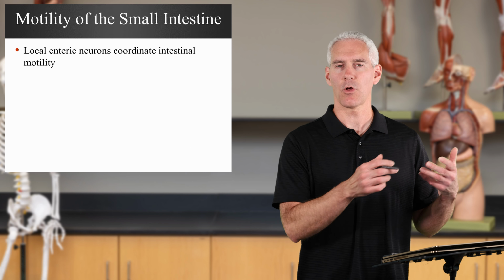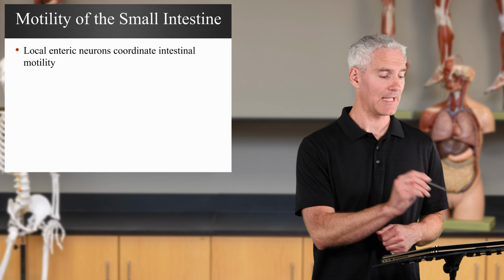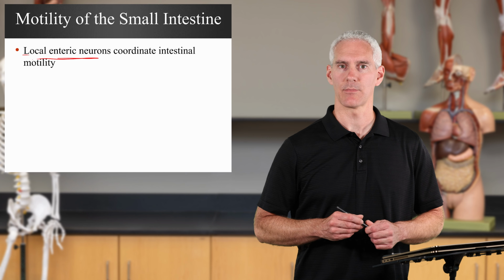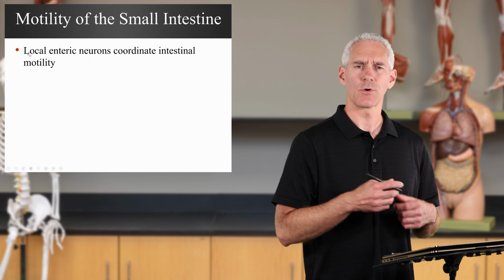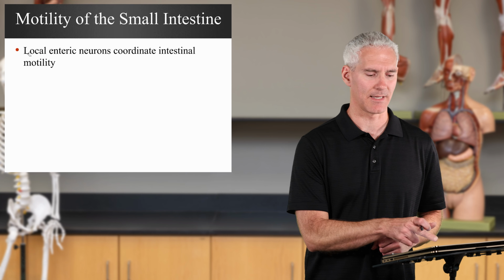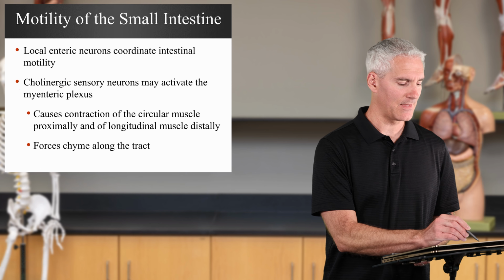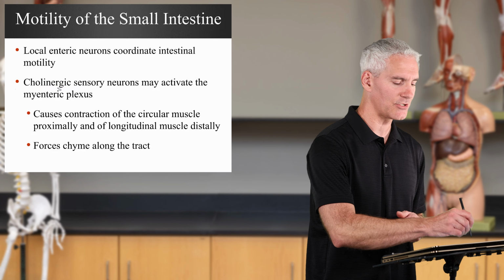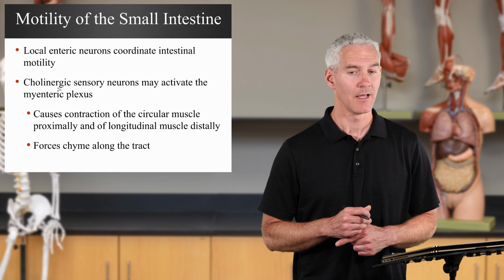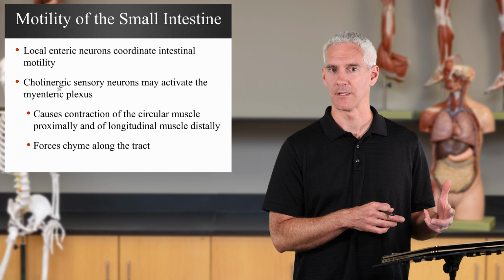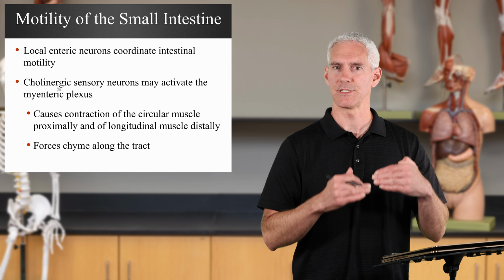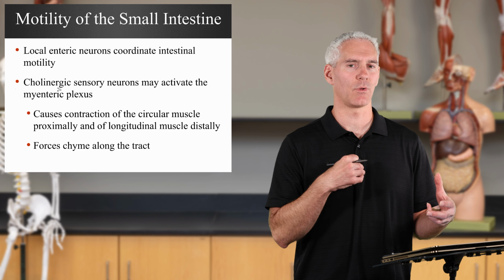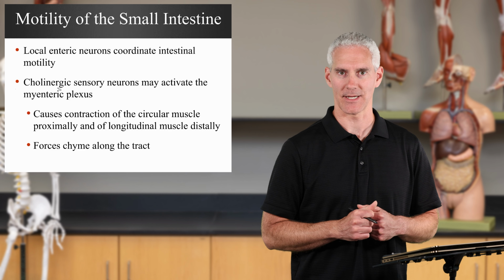Now, this whole process, this whole motility inside the small intestines is controlled by your local enteric neurons. So it's inside the actual small intestines. That's what's helping to coordinate and kind of keep everything in check and know what's happening at this point. You're going to have these cholinergic sensory neurons that are causing a stimulation and activation of the myenteric plexus. Now, we've mentioned the myenteric plexus before. Early on in this chapter, we're talking about the 4 different tunics. That myenteric plexus is inside of the actual lining, the actual walls of your GI tract.